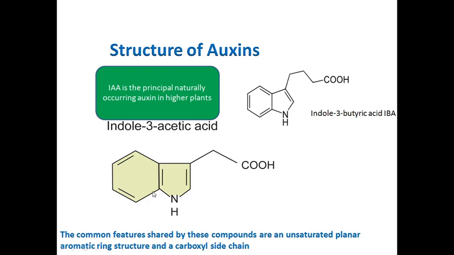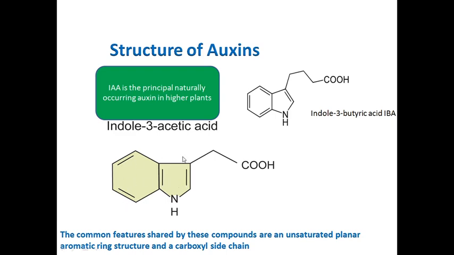Its structure is like this, and next we have indole 3 butyric acid. We have different types of auxins in the plant, but the principal one is indole 3 acetic acid. The common feature you can see in these auxins is that they have an unsaturated planar aromatic ring. This is an aromatic ring, but it's unsaturated. It has double bonds and it's planar.